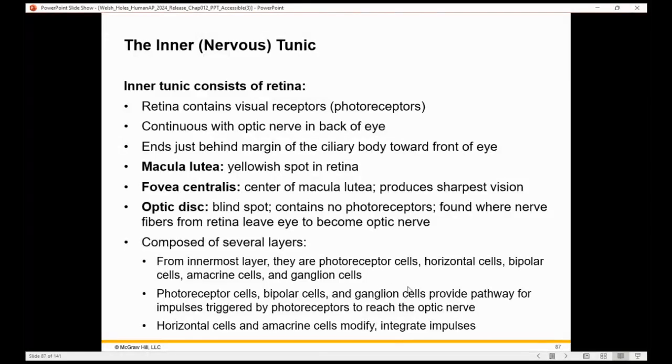From the innermost layer, there are the photoreceptor cells, the horizontal cells, and the bipolar cells, amacrine cells, and ganglion cells. The photoreceptor cells, bipolar cells, and ganglion cells provide a pathway for the impulses triggered by photoreceptors to reach the optic nerves. The horizontal cells and amacrine cells modify and integrate the impulses.